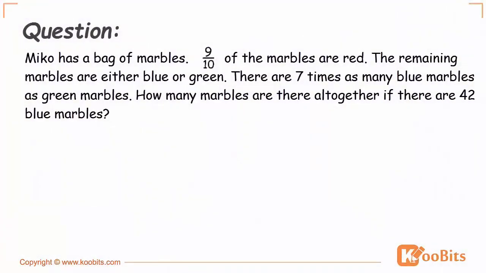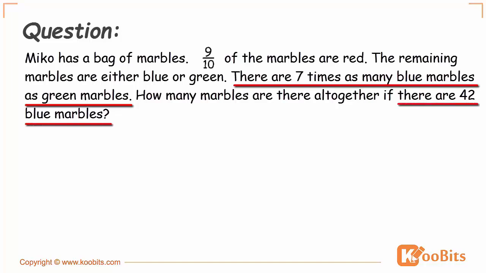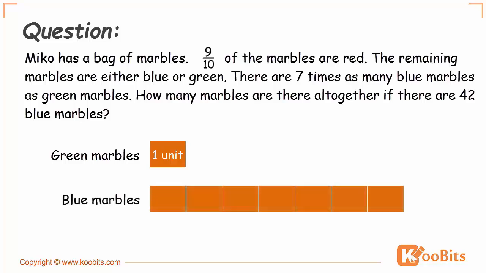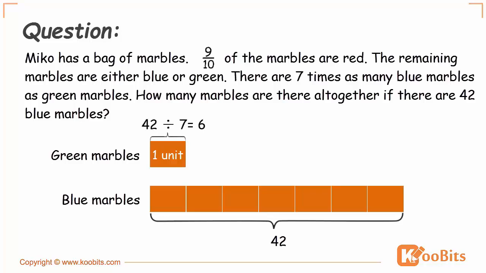Let's solve part of the problem first. We know that there are 7 times as many blue marbles as green marbles, and there are 42 blue marbles. Let's use a rectangle to represent the number of green marbles, or 1 unit. Let's use 7 rectangles of the same size, or 7 units, to represent 42 blue marbles. So 1 unit is equal to 42 divided by 7 equals 6.